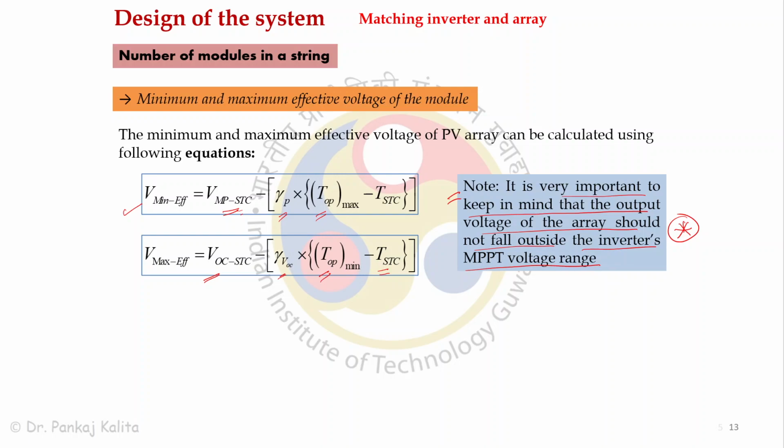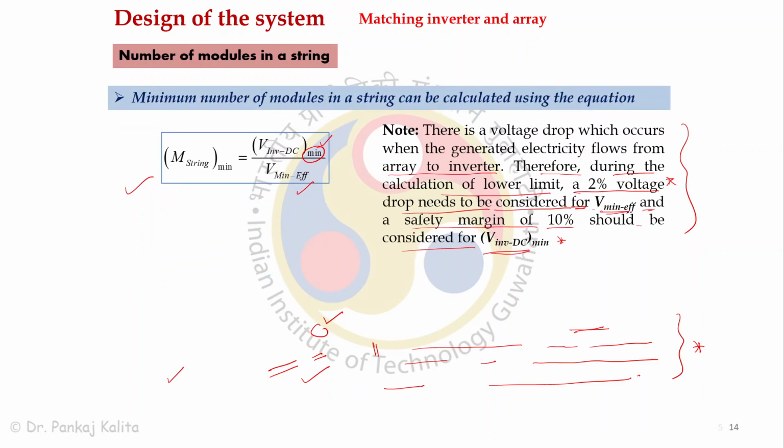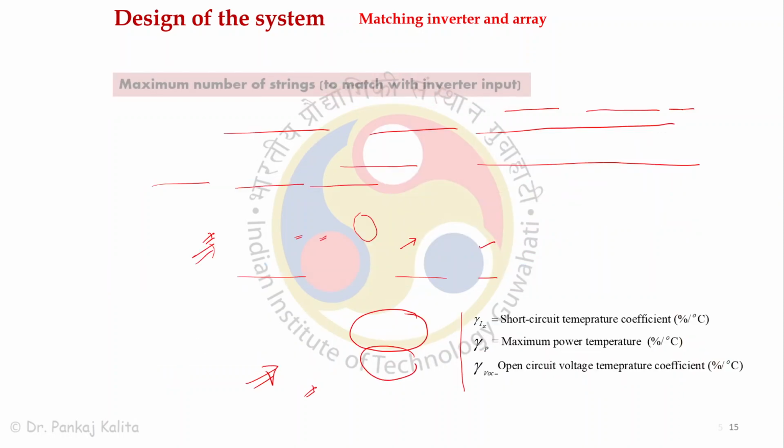So it is very important to keep in mind that the output voltage of the array should not fall outside the inverter's MPPT voltage range. If the inverter MPPT voltage range is a certain specific amount, then the output voltage should be within that. And the minimum number of modules in a string can be calculated using this equation. It's quite a challenging task, designing a photovoltaic system. This involves lots of equations.